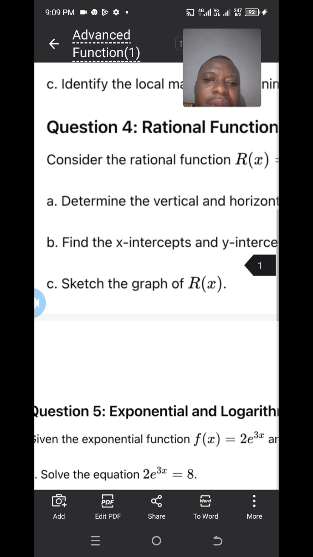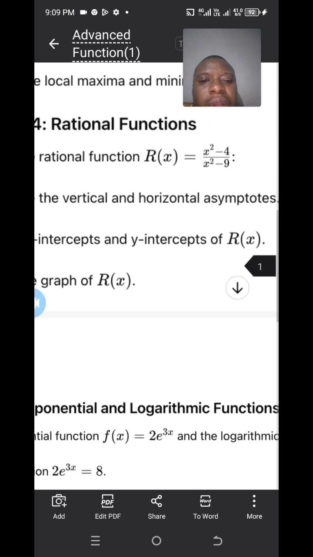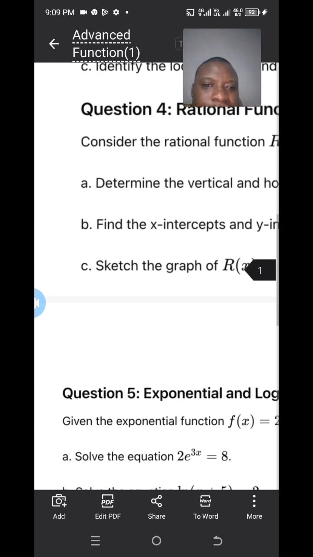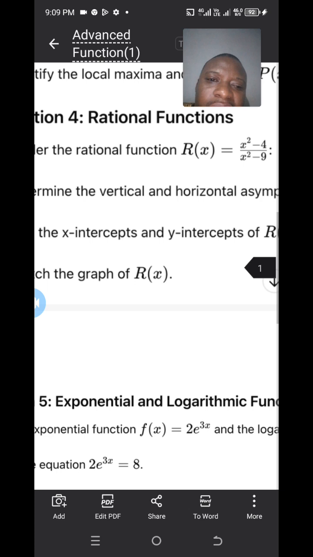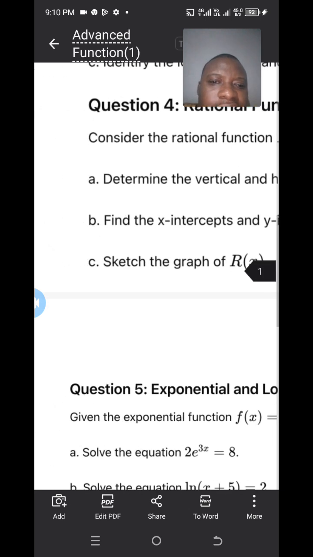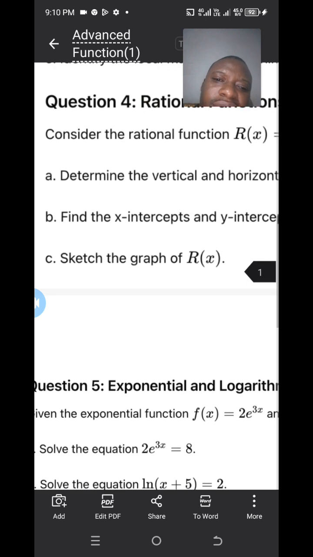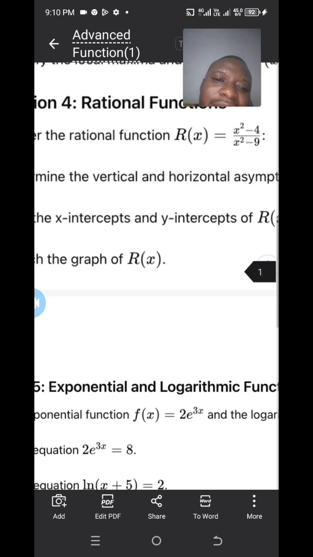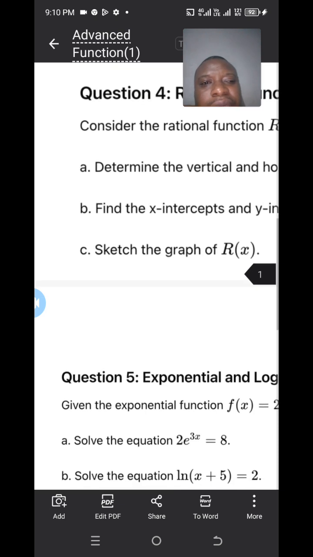So here, this is question number 4. We want to solve questions on rational function. Let's read. They said, consider the rational function r of x equals x squared minus 4 divided by x squared minus 9. So the first question here, we are asked to determine the vertical and horizontal asymptotes.